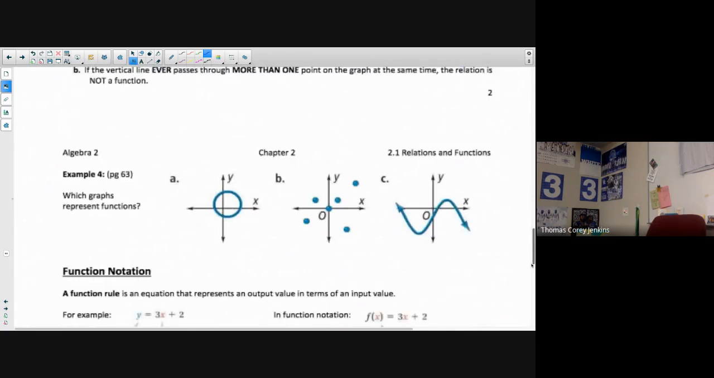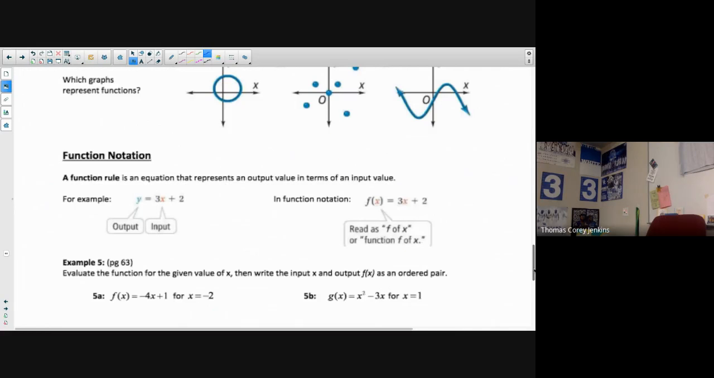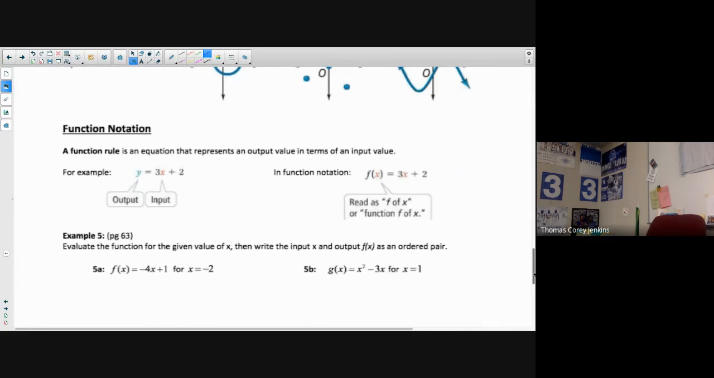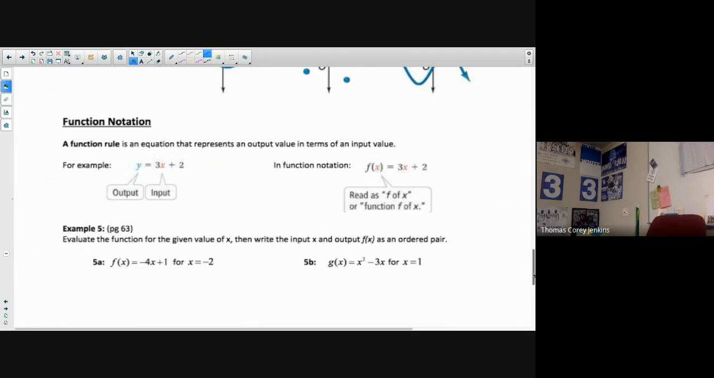All right, I'll leave example 4 for you, more vertical line test stuff. So then the last thing I think we address in this lesson is some function notation. Like we said, the output in a linear equation is y, the input is x. So basically with function notation, the only thing that's different is y is written as f of x.